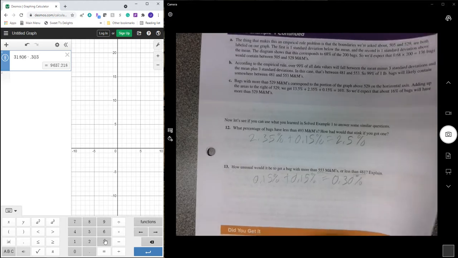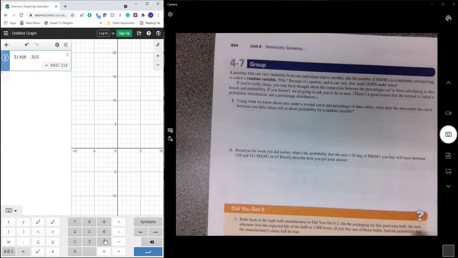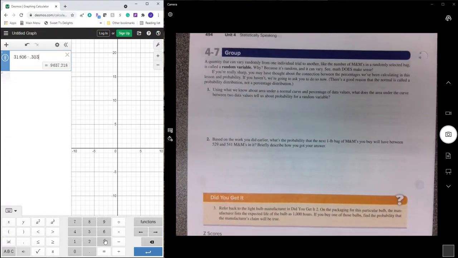Okay, now we move on. It says a quantity that can vary randomly from one individual trial to another, like the number of M&Ms in a randomly selected bag, is called a random variable. Why? Because it's random and it can vary. See, math does make sense. If you're really sharp, you may have thought about the connection between the percentages we've been calculating in this lesson and probability. If you haven't, we're going to ask you to do so now.